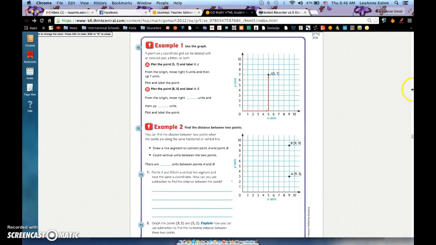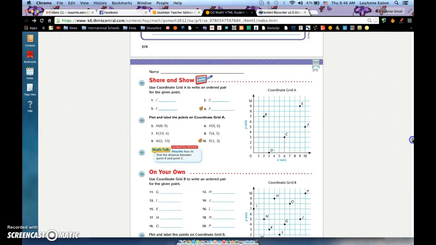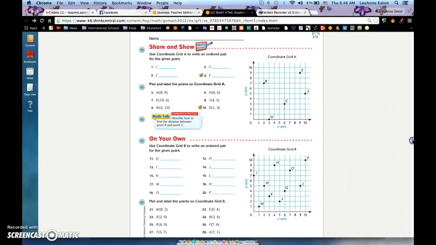So we're going to close that, and then I'm going to scroll down to the next page. We're going to do 1s through 10 together really fast, and then you guys are going to do 11 through 28. Mr. Will's going to check your answers. If they're correct, then you'll get to start on your homework. So, use the coordinate grid to write the ordered pair for the given point. We have to find the point and find what the ordered pair is.